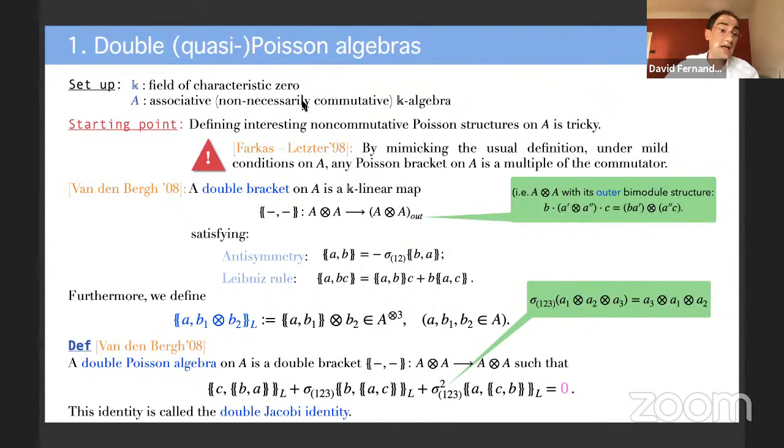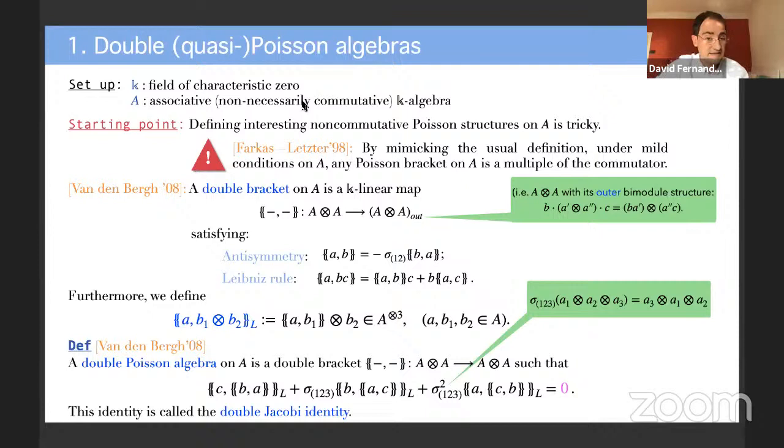So Van den Bergh in 2008, as Matteo remarked in his talk, introduced double brackets on associative algebras, which are bilinear maps from A tensor A to A tensor A, satisfying two properties, this antisymmetry and this Leibniz rule. But to define double Poisson brackets, we will need a Jacobi identity. So we will define this extended double bracket in the usual way.